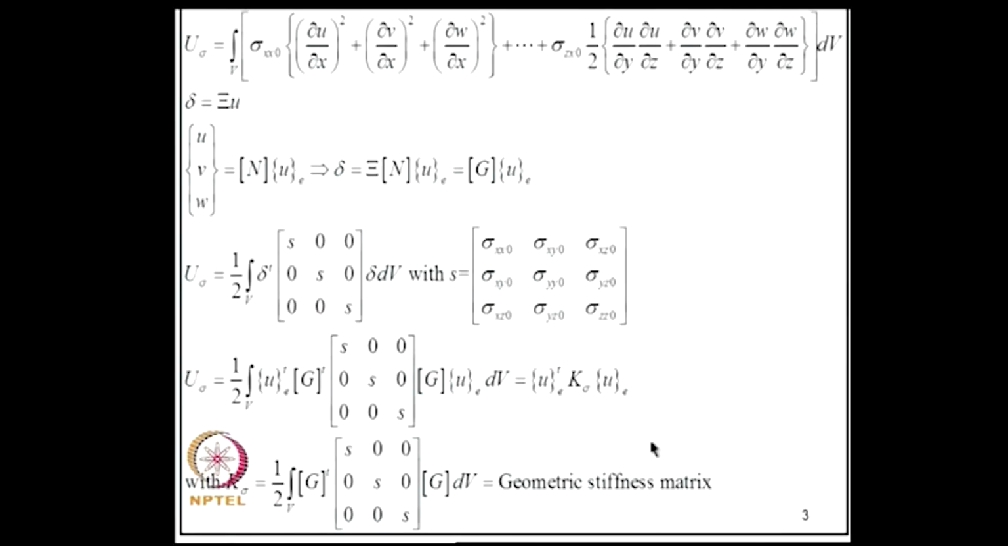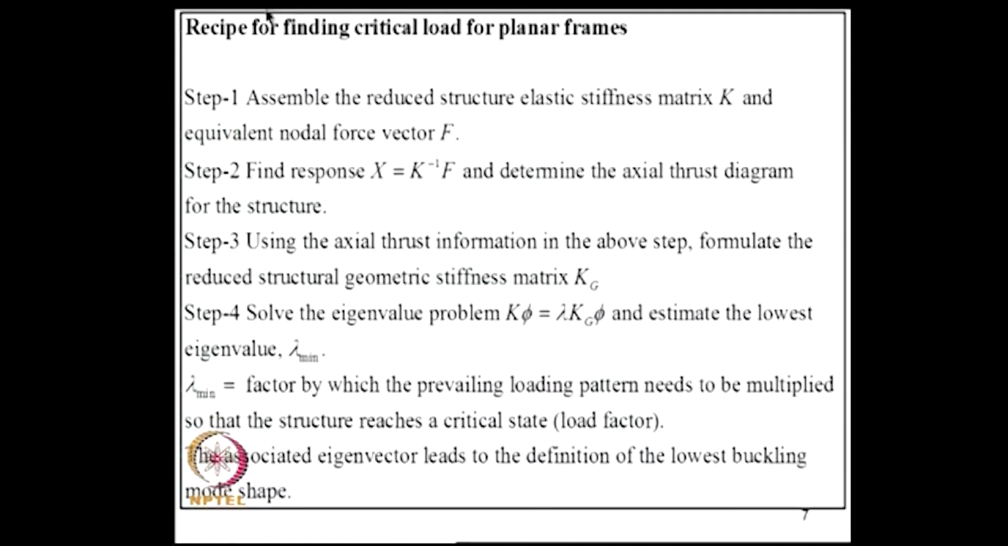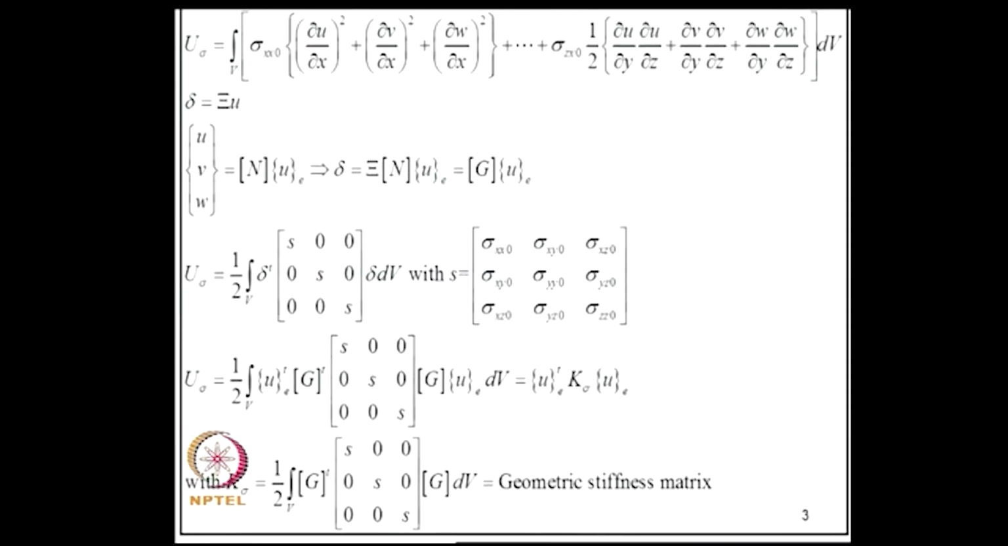We also reviewed the definition of nonlinear strain displacement relations, and we derived the geometric stiffness matrix for a general solid element, and we obtained K sigma in this form. We started with an assumption that in a 3-dimensional solid an initial state of stress prevails in the body, and that is denoted by sigma naught with elements sigma xx naught, sigma yy naught, etc., and sigma zx naught.